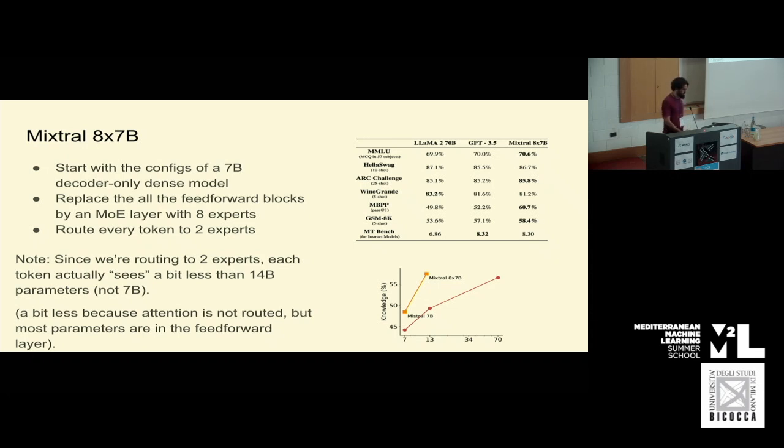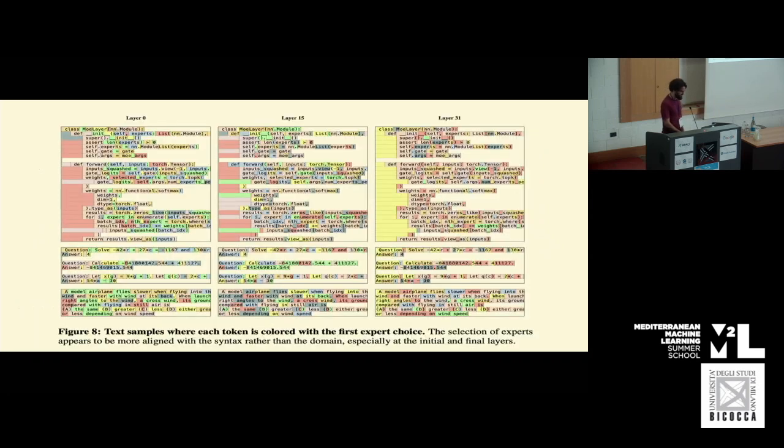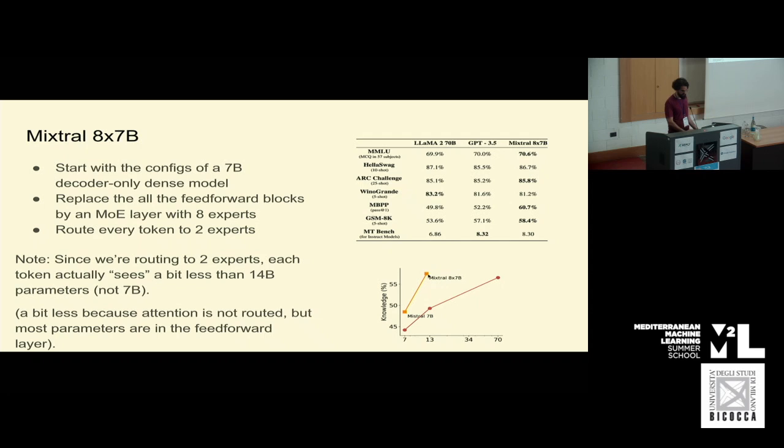But one thing to note here is that it's not a 7B model, even though the name suggests it, because since we're routing to 2 experts, every input is actually seeing more like 14B parameters. It's not exactly 14B because you're just making the feedforward layers MOEs, so you're just multiplying these by 8. But since most of the parameters are in the feedforward layers, it's something close to 14B. It's like 12B, something like that. More like 13B.